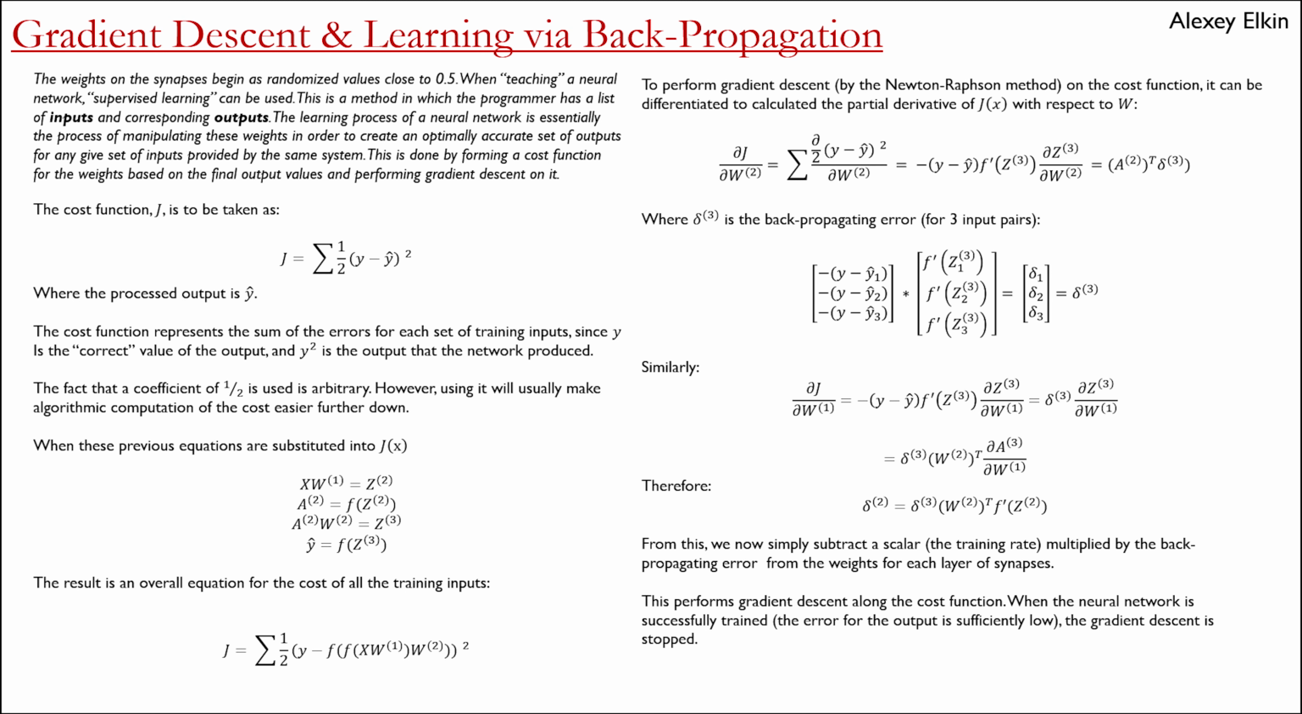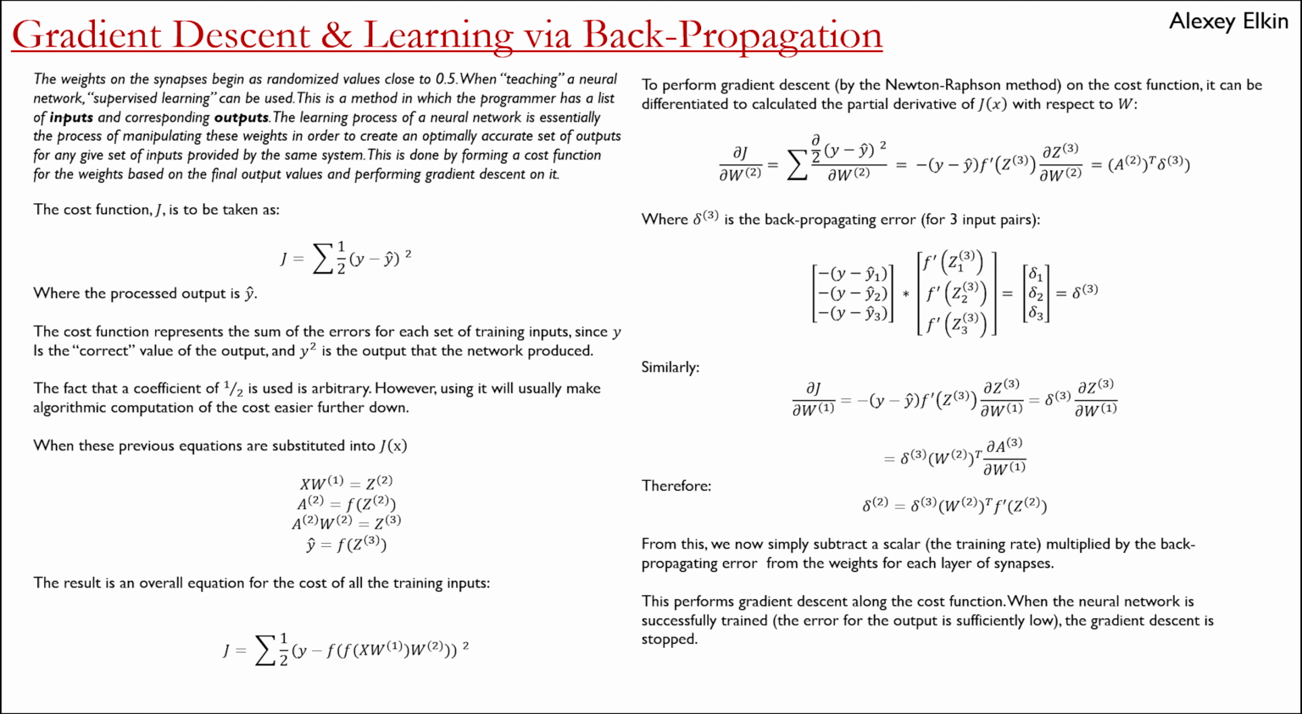When these previous equations are substituted into J(x), the result is an overall equation for the cost of the training inputs. To perform gradient descent by the Newton-Raphson method on the cost function, it can be differentiated to calculate the partial derivative of J(x) with respect to w. From this, we can now simply subtract a scalar, the training rate, multiplied by the backpropagating error from the weights for each layer of synapses. This performs gradient descent along the cost function.